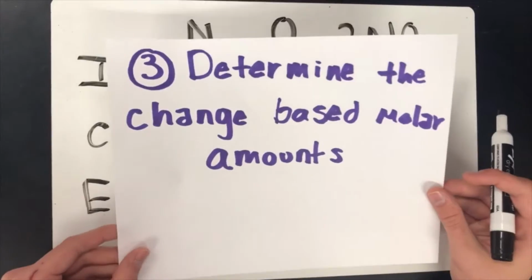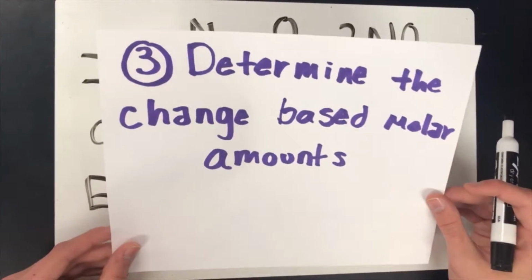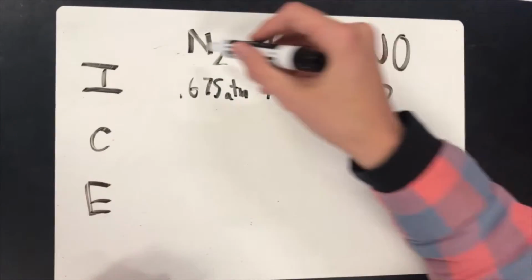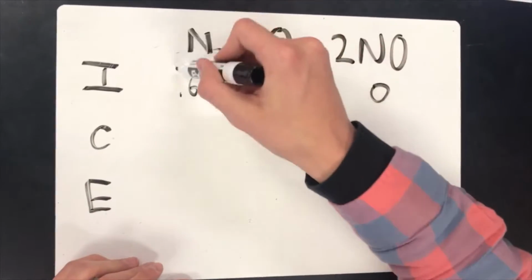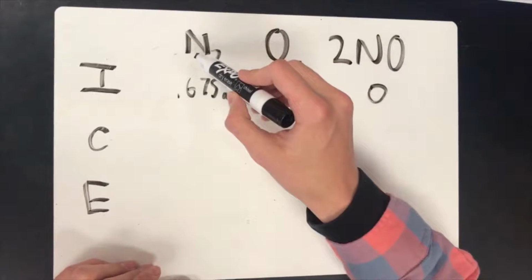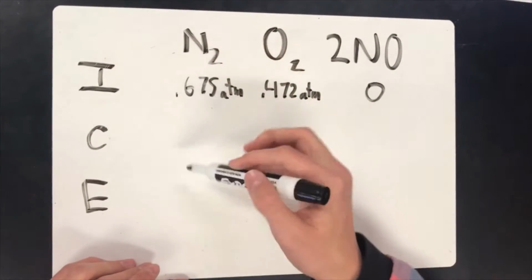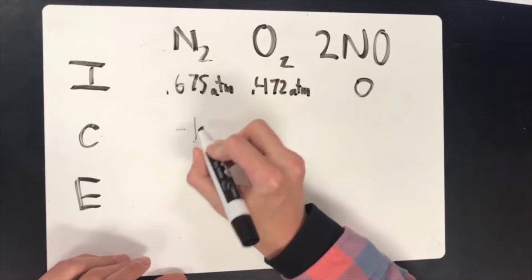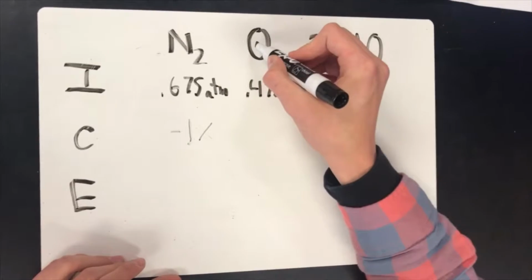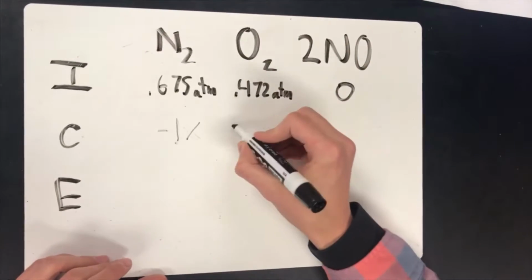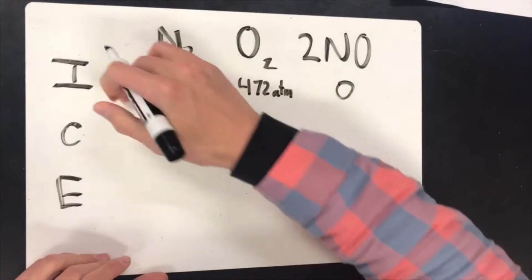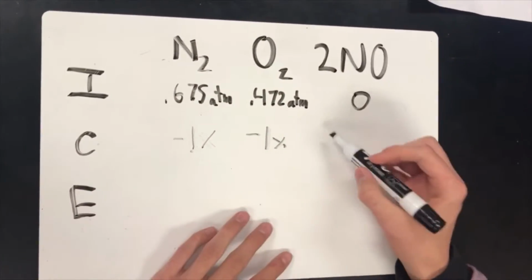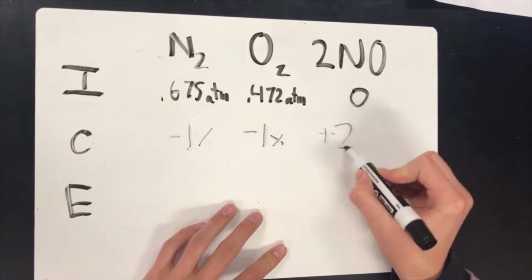So, step 3, determine the change based on molar amounts. What we're going to do here is look at the original reaction and look at the coefficients. Nitrogen has a coefficient of 1, so it's going to be minus 1x. Oxygen has a coefficient of 1, so it's going to be minus 1x. And NO has a coefficient of 2, and it's a product, so it's going to be plus 2x.